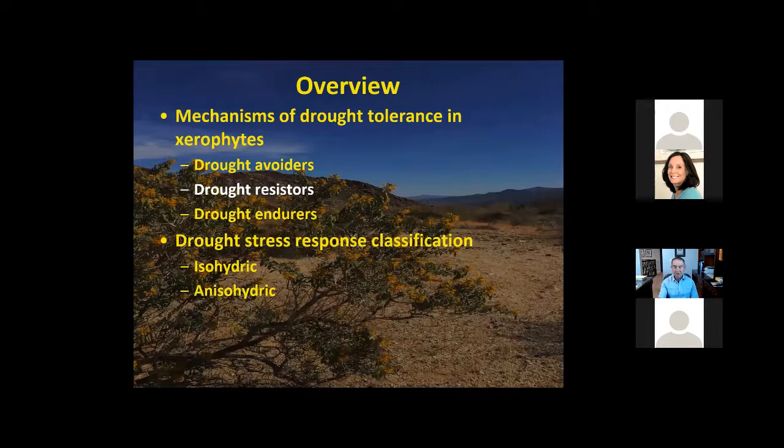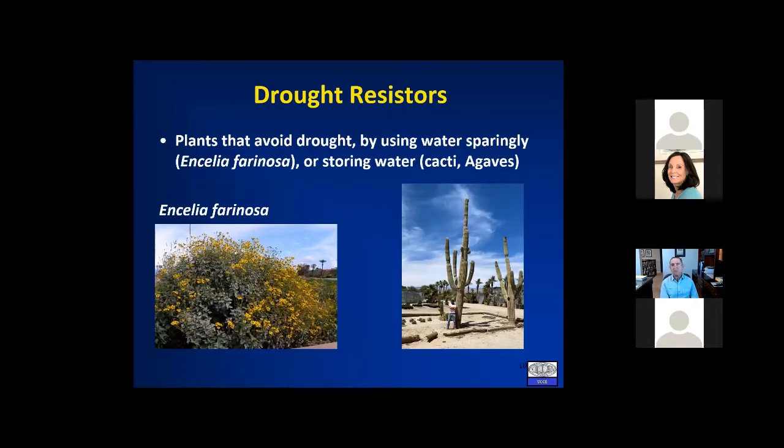So then there are the drought resistors. Drought resistors are plants that avoid drought by using water sparingly. A good example of that would be Encelia farinosa, which is a daisy we have growing out here in Riverside, or plants that store water. Good examples of that are cactus and agaves. They have large fleshy leaves, or like the saguaro cactus there on the right, they have a lot of water storage in them, and that helps get them through droughty situations.